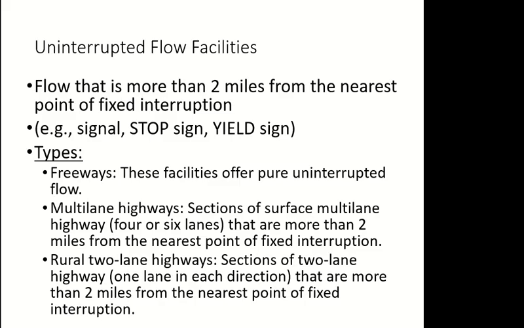So uninterrupted could be the whole highway, or it could be just a part of the highway if the highway has interruptions. But that part of the highway should not be less than 2 miles. If an interruption appears before 2 miles, the whole segment is considered interrupted. Here we are going to talk about 3 types of highways. All 3 of them have uninterrupted segments.